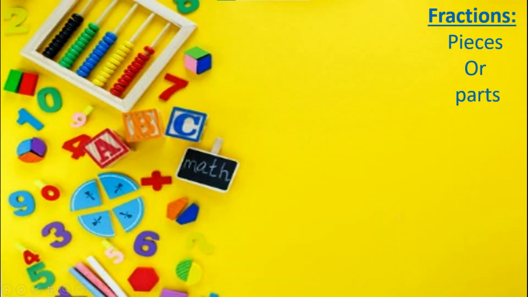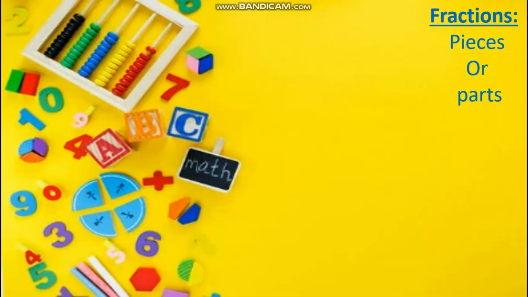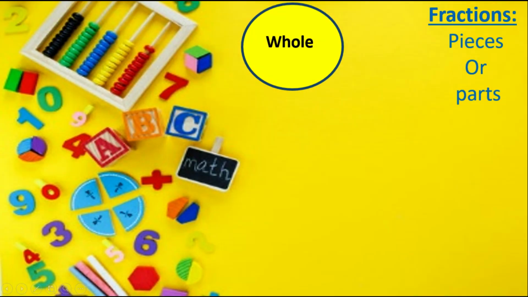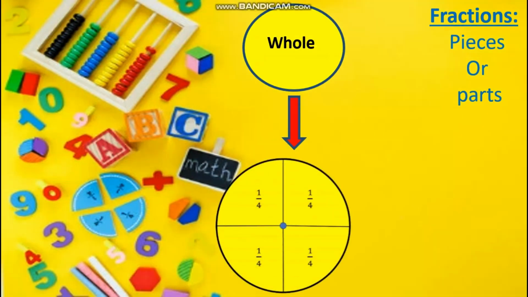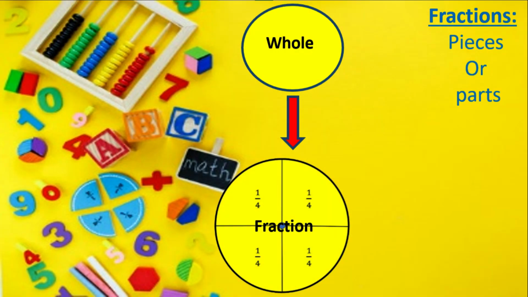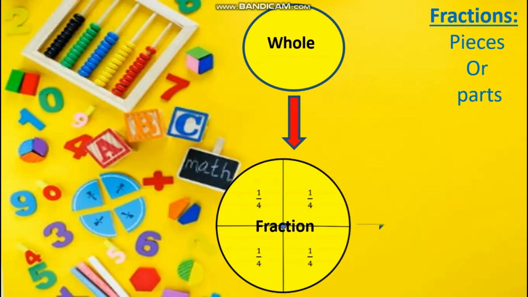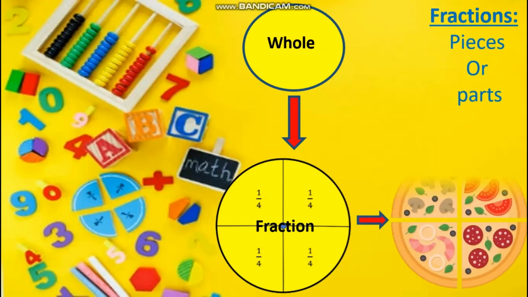Let's draw a picture to understand fractions. So, let's draw a circle. The circle represents a whole, just like whole cookies or pizzas. Now, if we divide that circle into 4 equal parts, then we call each of these parts a fraction of the original whole circle. You can take an example of different parts of a pizza.